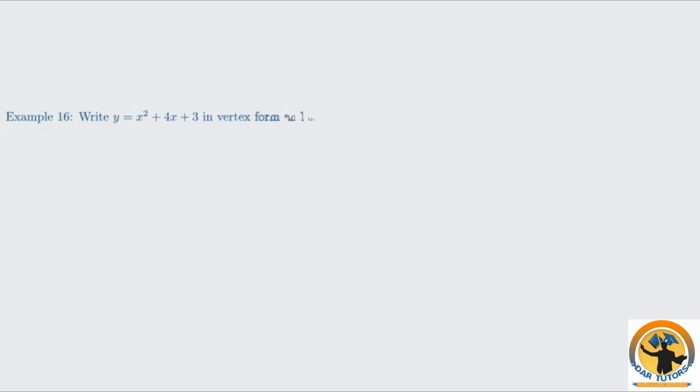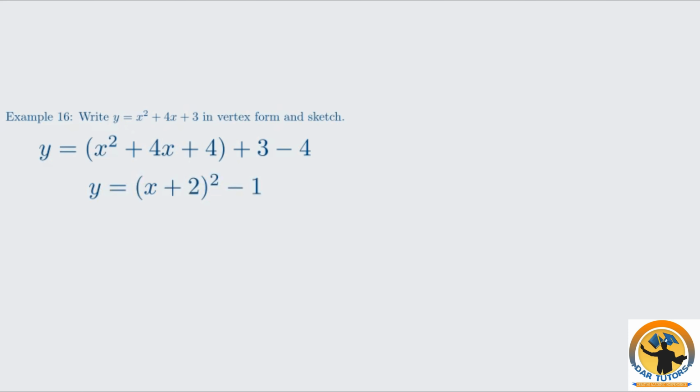Let's write y = x² + 4x + 3 in vertex form and sketch it. We complete the square on the x terms. Half of 4 is 2, and 2 squared is 4. We add and subtract 4. This gives y = (x² + 4x + 4) + 3 - 4. The part in the parentheses is a perfect square, (x + 2)². The constants combine to -1, so the vertex form is y = (x + 2)² - 1. From this form, we can see the vertex is at (-2, -1).